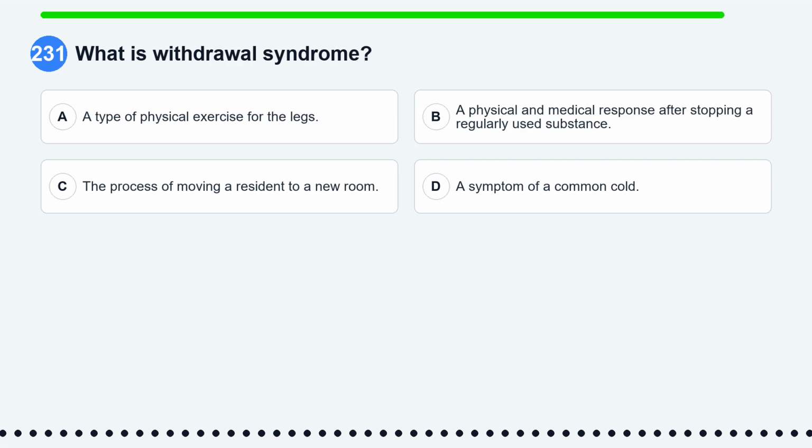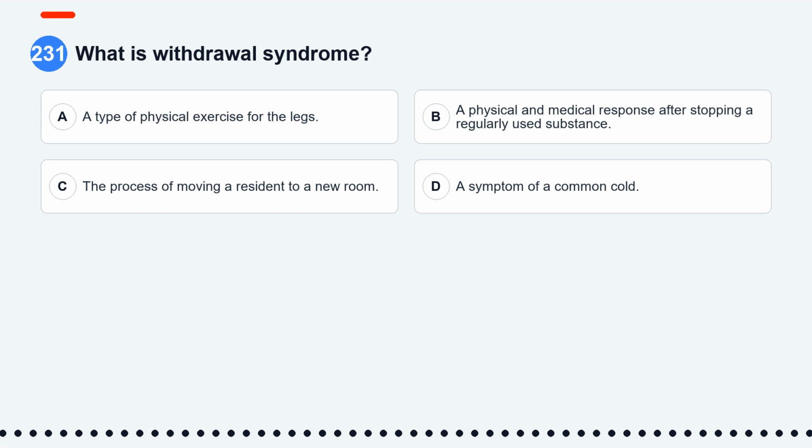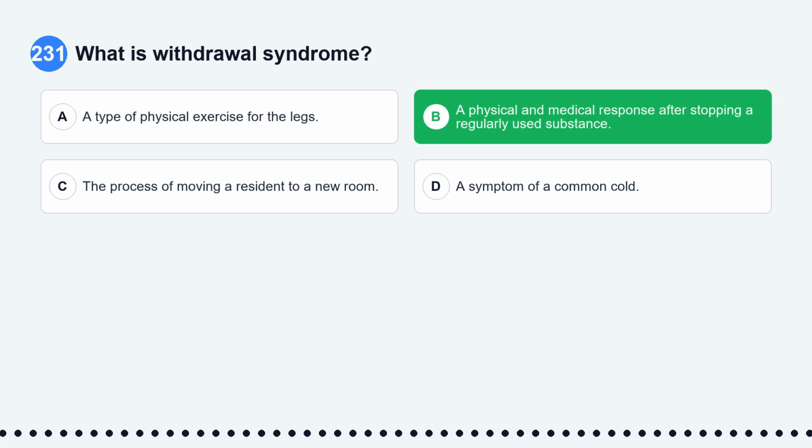Question 231. What is withdrawal syndrome? Option A. A type of physical exercise for the legs. Option B. A physical and medical response after stopping a regularly used substance. Option C. The process of moving a resident to a new room. Option D. A symptom of a common cold. The correct answer is option B.